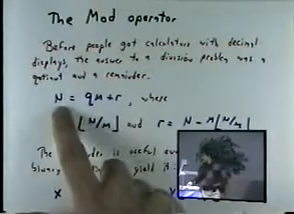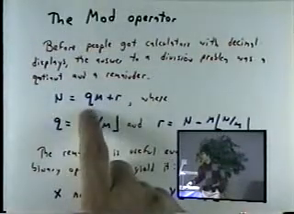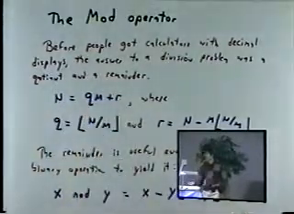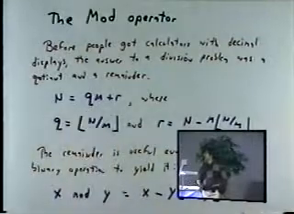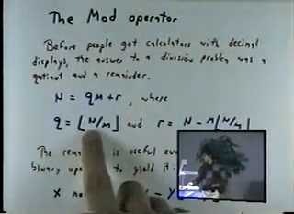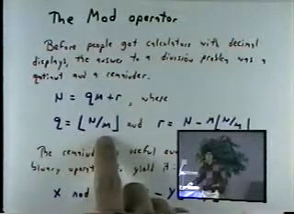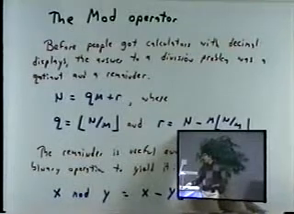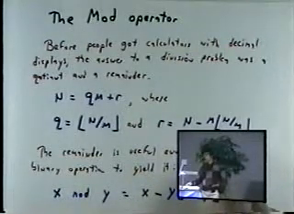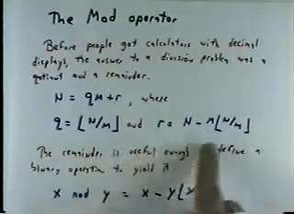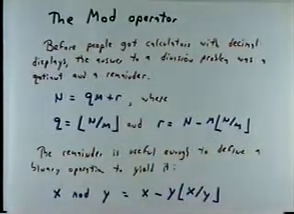If we have two integers, n and m, and we want to talk about what happens when we divide n by m, the integer quotient is the floor of n over m, and the remainder is n minus m times the quotient. Convince yourself of this. This is a fairly straightforward definition.